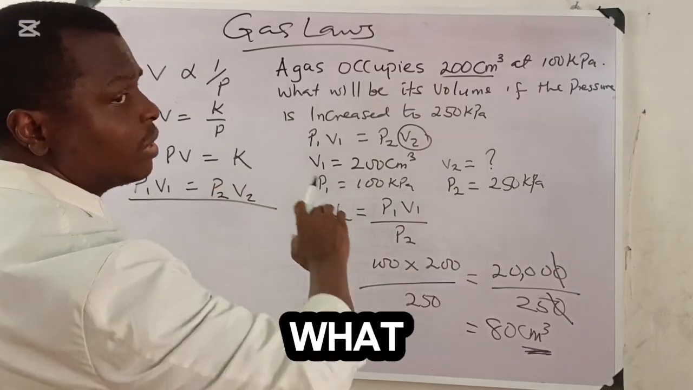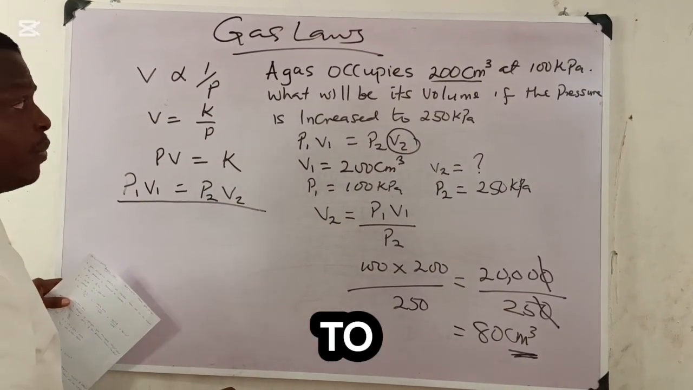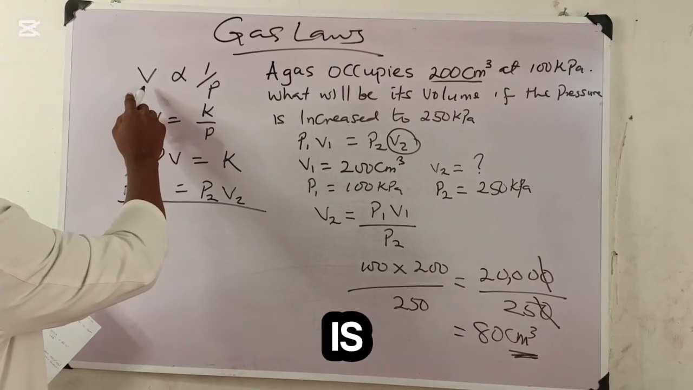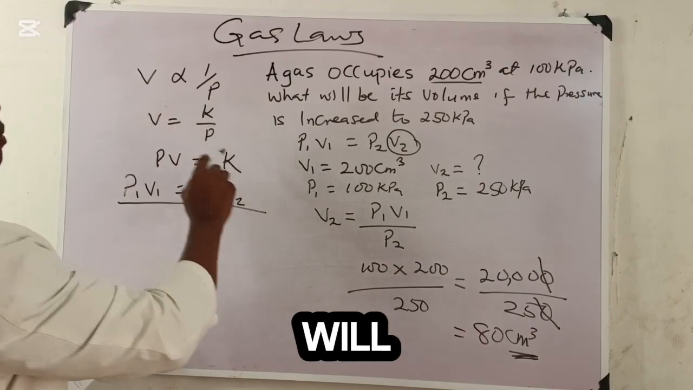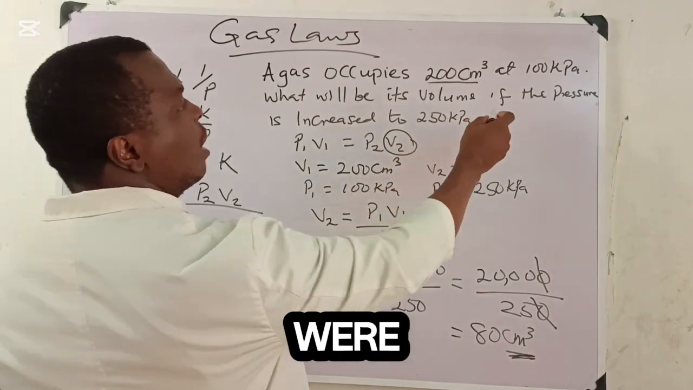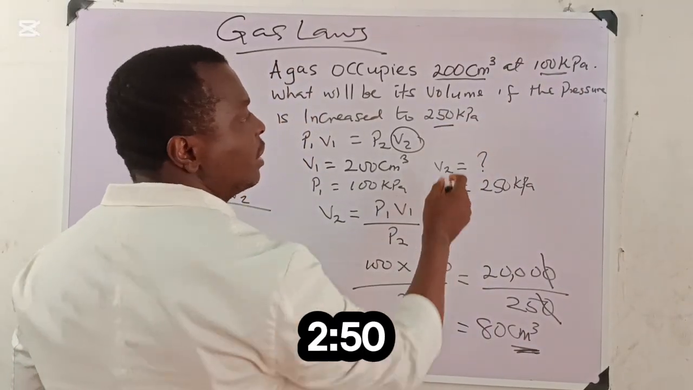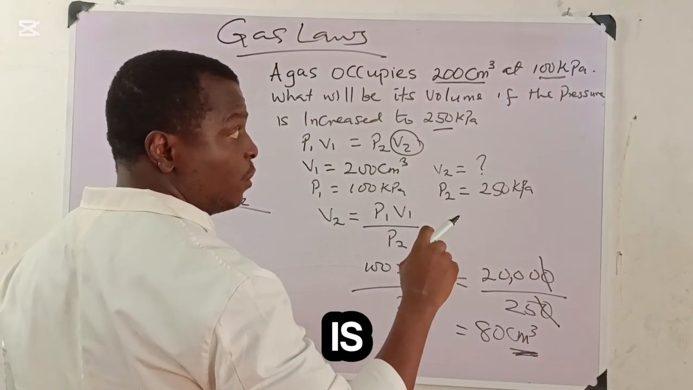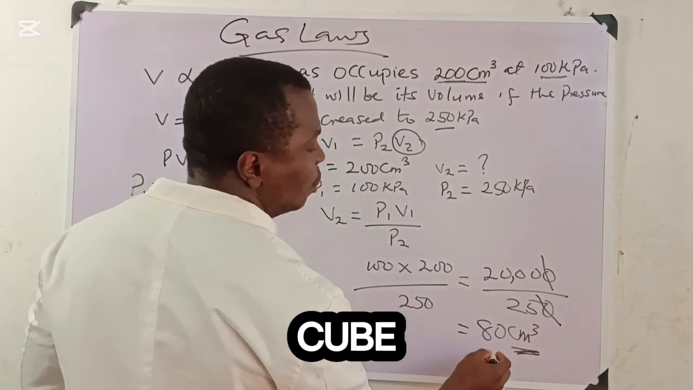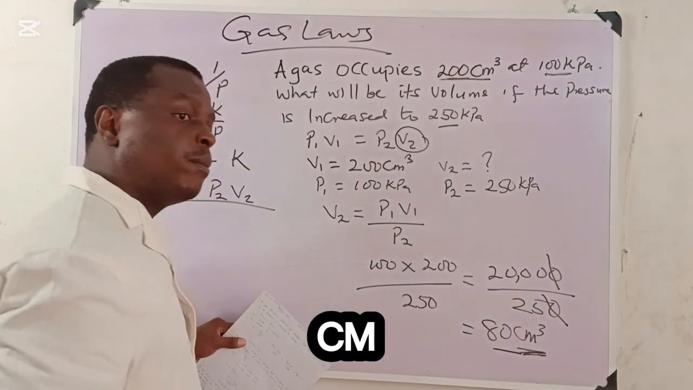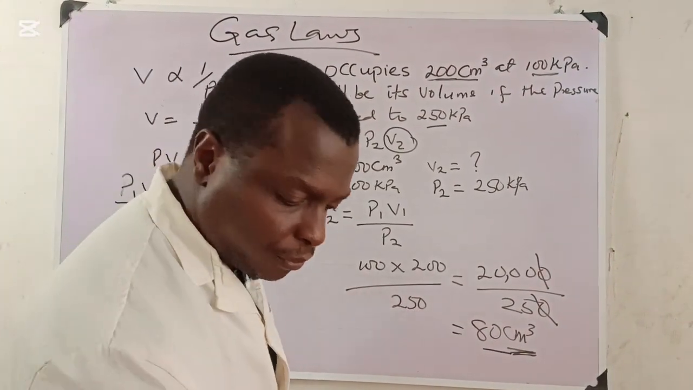Now, going back to what Boyle's law says, that volume is inversely proportional to pressure, and that if volume is increasing, pressure will be reducing. If pressure is increasing, volume will be reducing. We are able to see from our question that pressure increased from 100 to 250. Thereby, volume is supposed to reduce. So, volume reduced from 200 cm cube to 80 cm cube. Now, with this, we'll move to Charles' law.